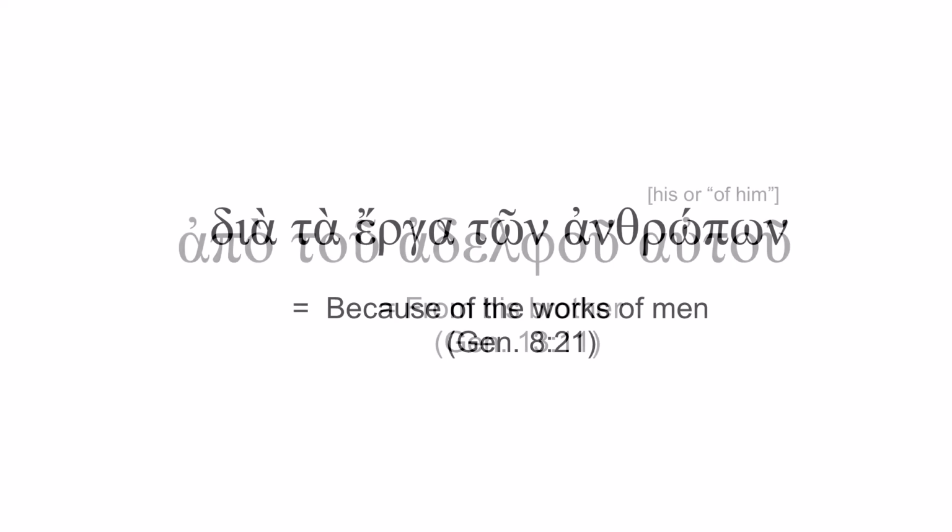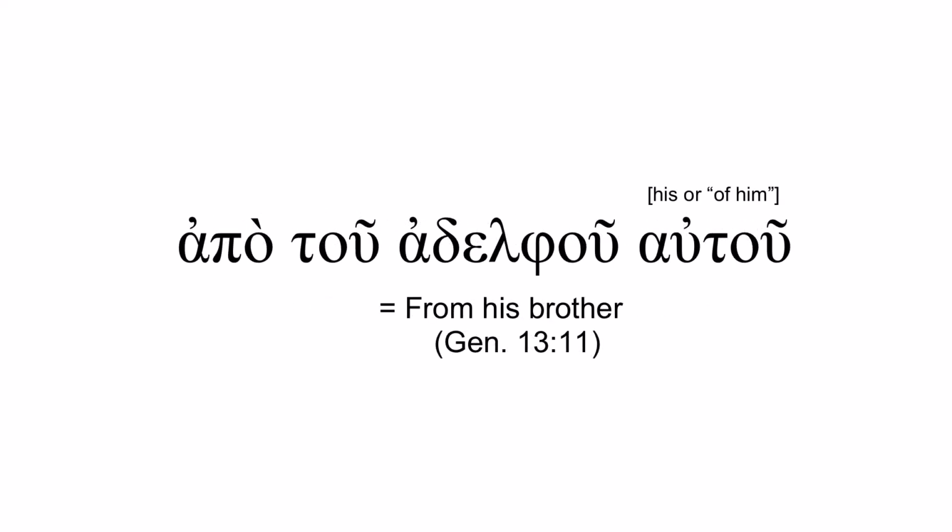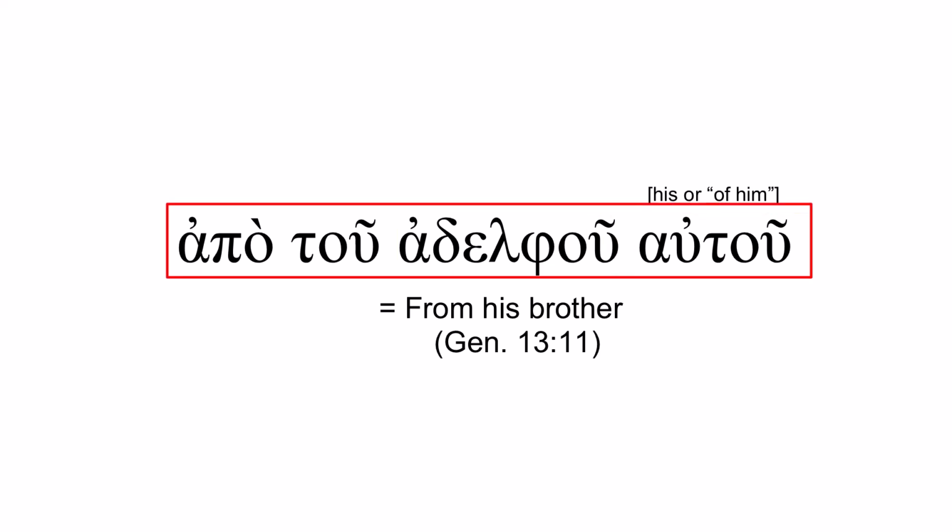Our next one is apo tu adelfu autu. The word autu means his or of him. This is a personal pronoun. We're going to look at this in the next chapter. So the word autu means his or of him. And because we've not looked at it, I've defined it for you. But the rest of the words should be known to you. We have the word apo and then tu adelfu.